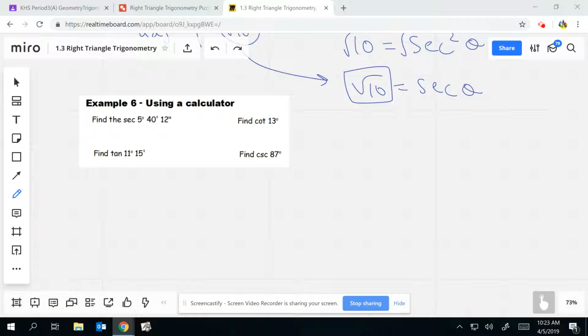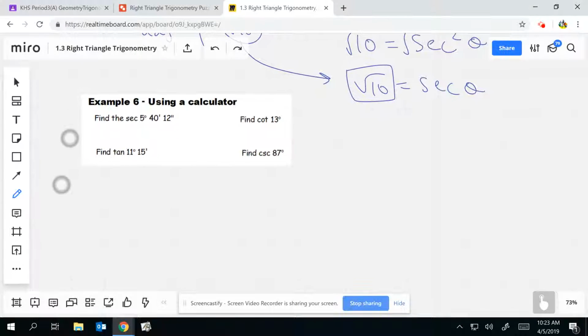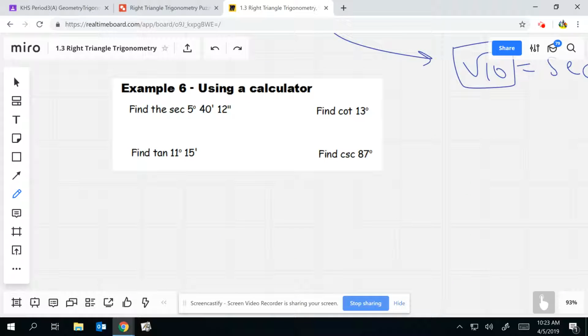And some of these are a little tricky because you've got minutes and seconds again. And then some of them are tricky because there's no button for them. You have to know how to put them in without there being one, like the first one, you don't have a secant button. But let's first recap what minutes and seconds are.